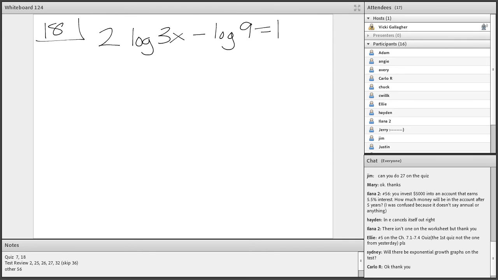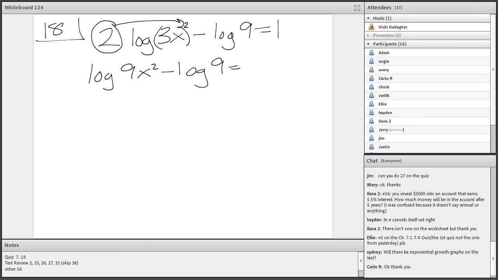So I'm going to start by taking this 2, and I'm going to make it an exponent. Now it becomes an exponent on that entire thing, the 3 and the x, and so that's going to change into the log of 9x squared, because I am going to square both of them. And then at this point, I'm ready to condense it into a single log.